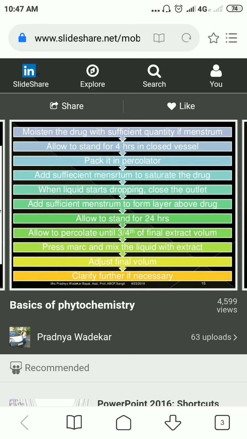As compared to maceration, less solvent is required and less time is also required, and your extract is more concentrated. Evaporation of solvent also takes less time. So this is a more advantageous method than maceration, because in maceration a high amount of solvent and a long time, like 3 to 7 days, is required. But in percolation 24 to 48 hours are required and less solvent is needed.